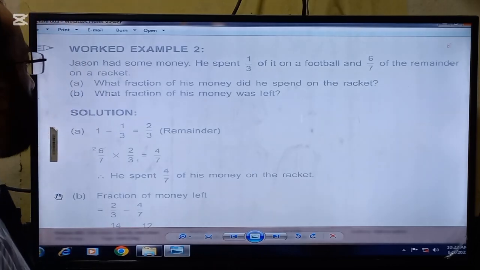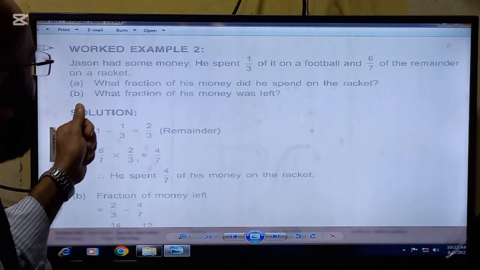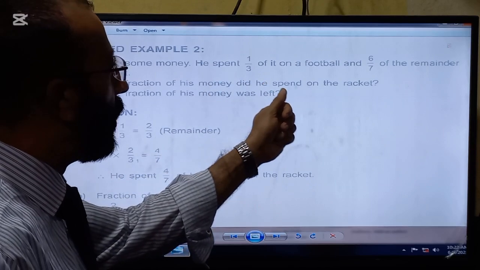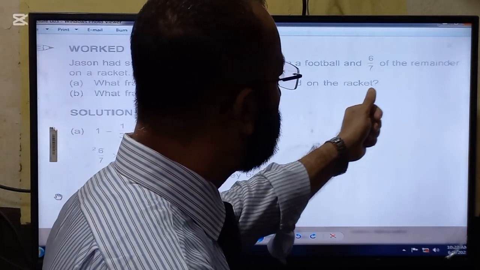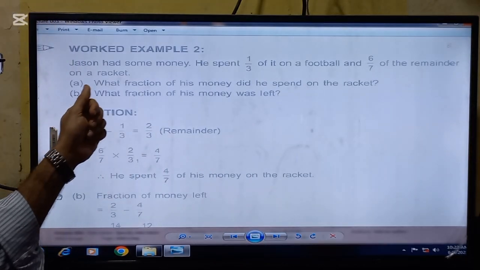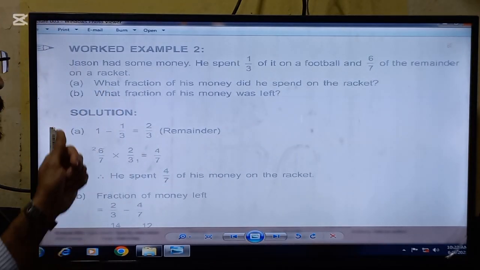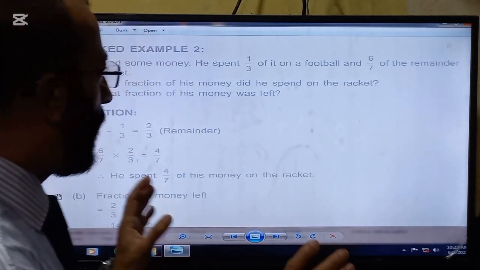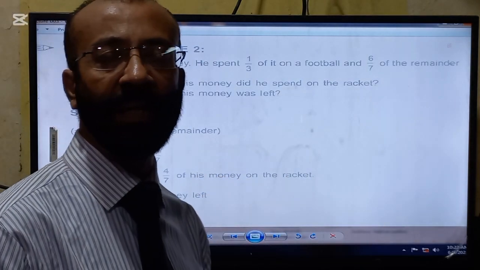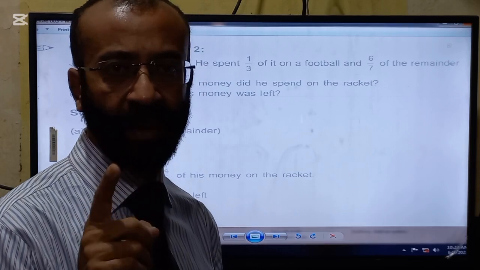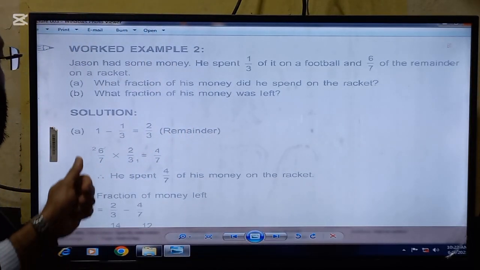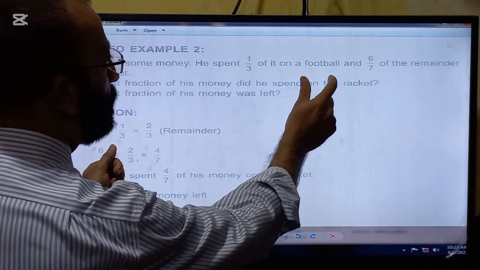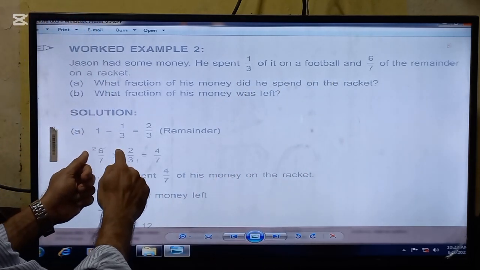Here is another example. The statement is, Jason had some money. He spent 1 by 3 of it on a football, and 6 by 7 of the remainder on a racket. What fraction of his money did he spend on the racket? Okay, in total he has 1. 1 stands for 100%. So 1 minus 1 by 3, because 1 by 3 of the money is going to be spent on the football.